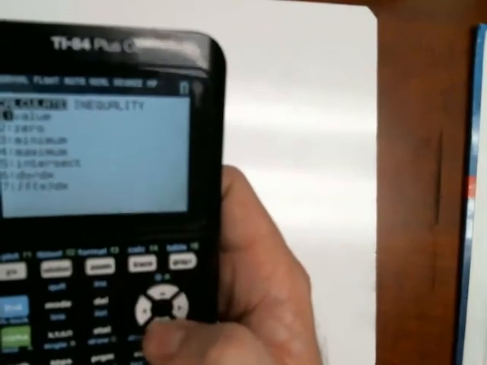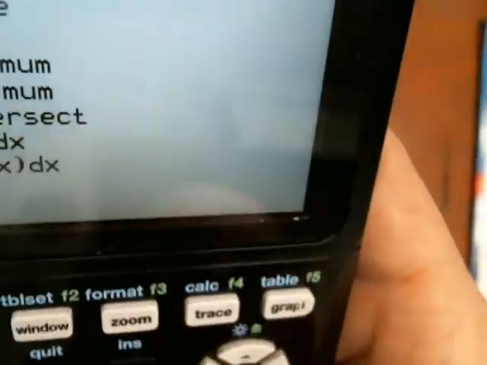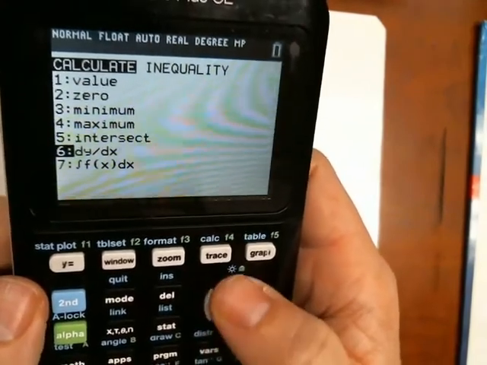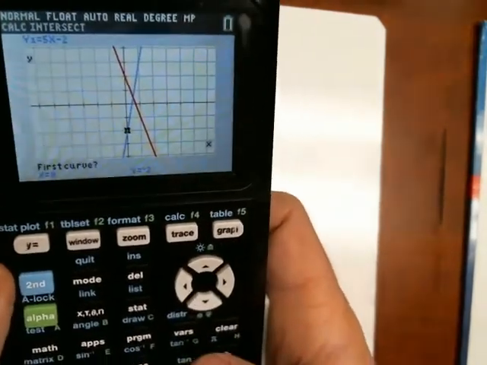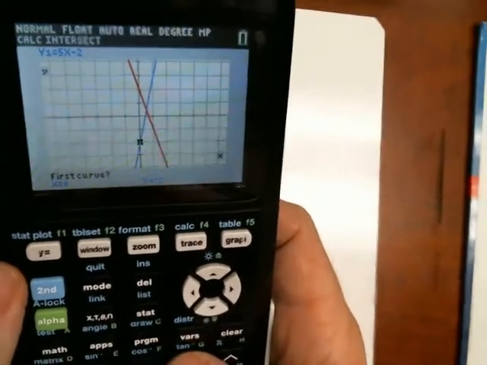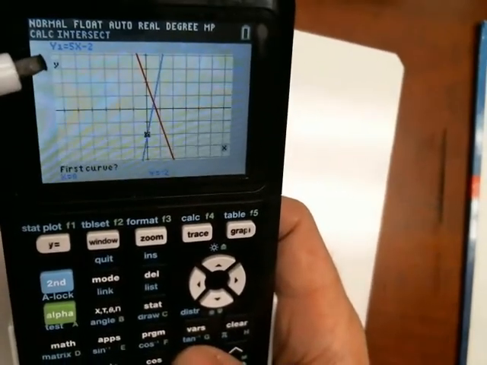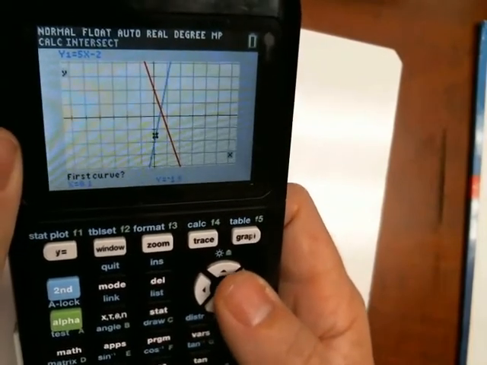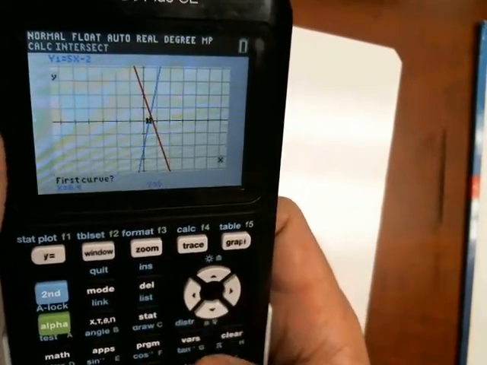I'm going to go second calculate. I'm sorry, that's blurry. Let's get that in focus. There we go. We're going to ask it for number 5, intersection. And you can see here that at the top of the screen and at the bottom, you got things in blue because the cursor's on the blue line. All it needs to know is what 2 lines to look at.